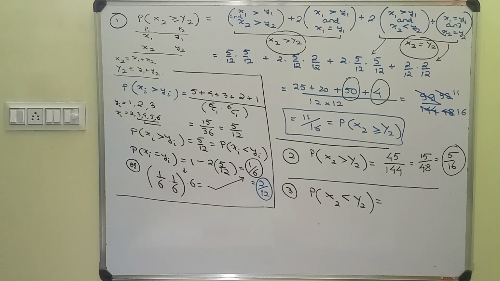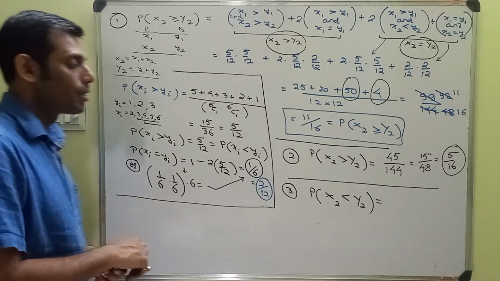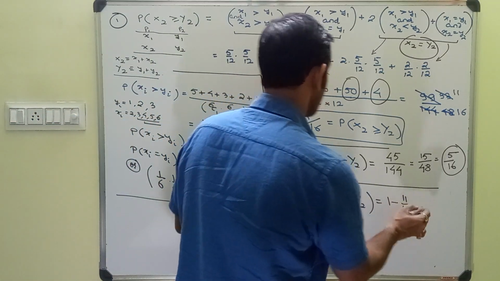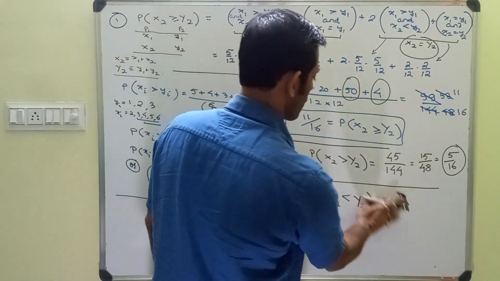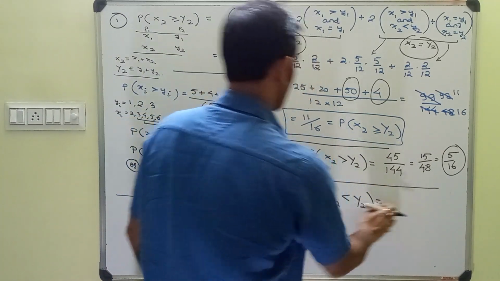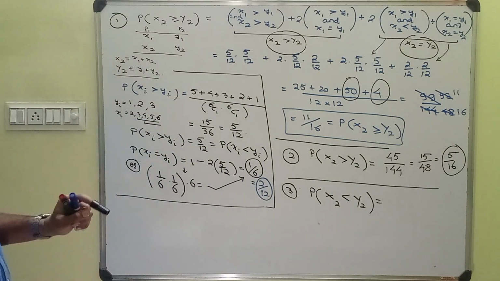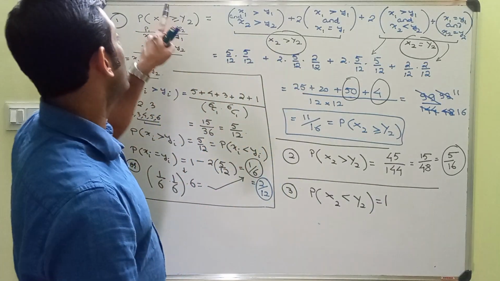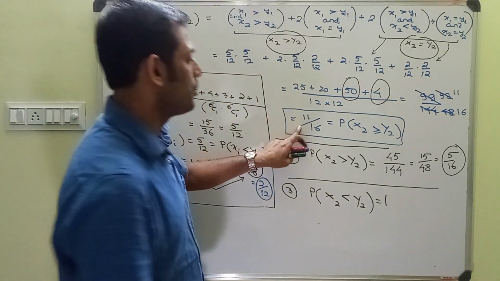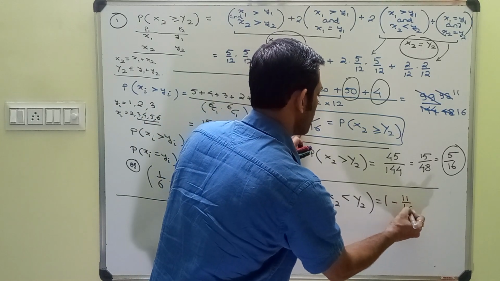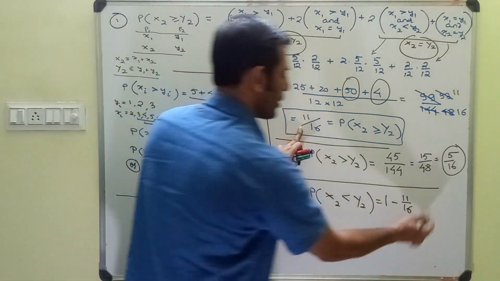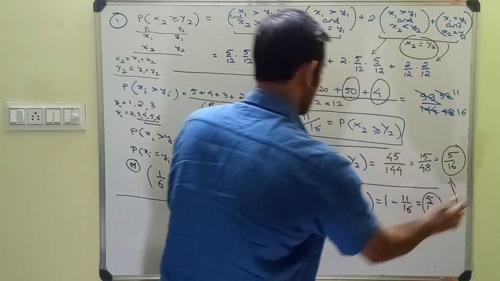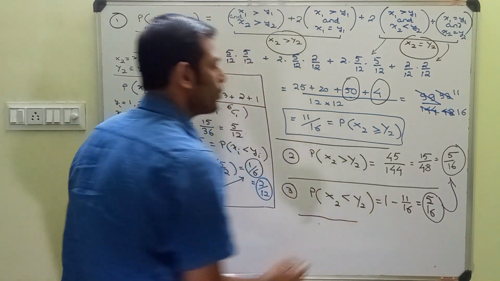This would be equal to exactly 1 minus 11/16. Sorry, I'm making a mistake. The case of less than, that means from the total probability, if I remove greater than or equal to, that means if I remove 11/16 from 1, how much does it bring? It still brings 5/16. Same answer as this.